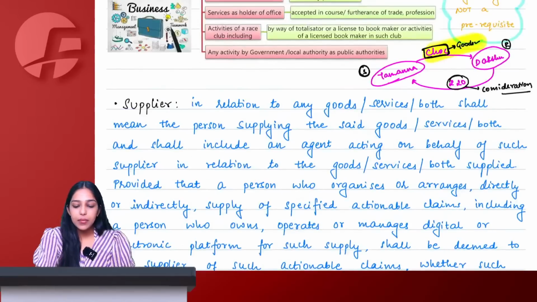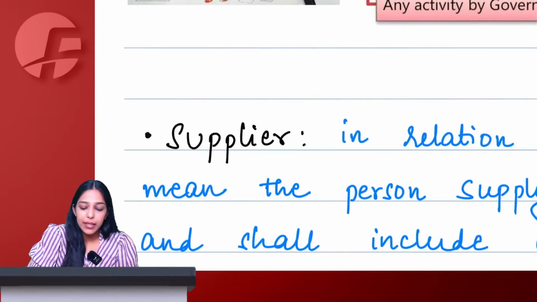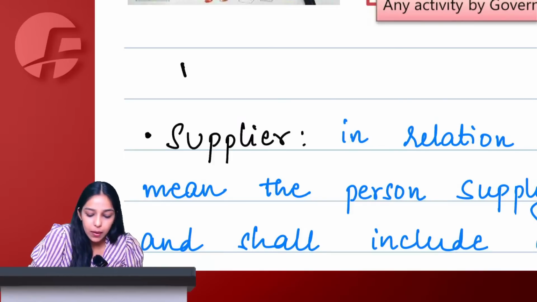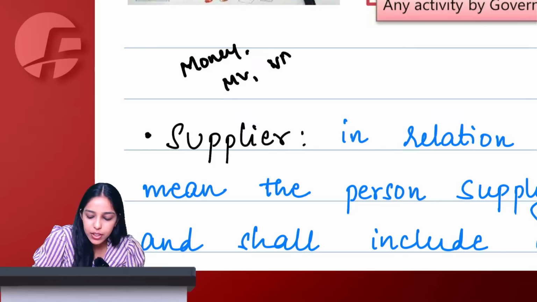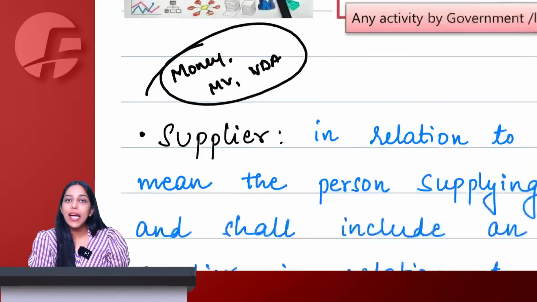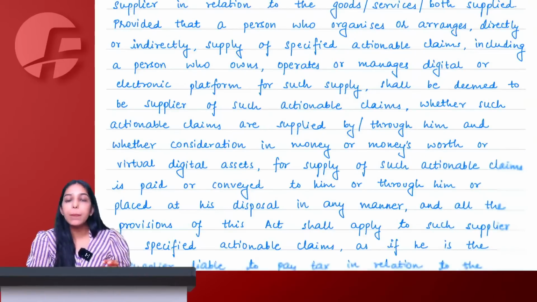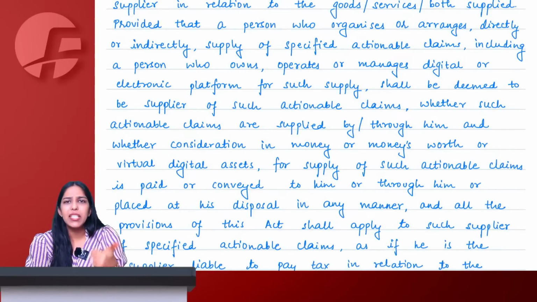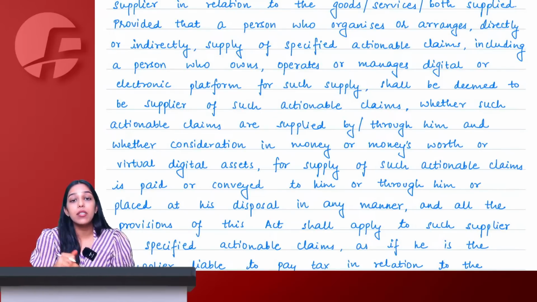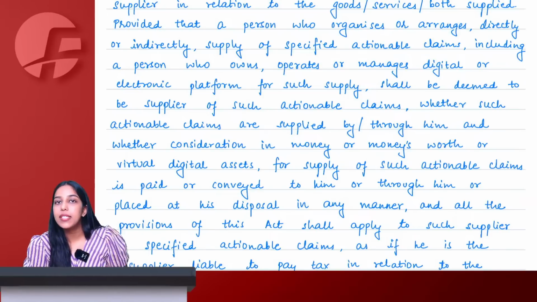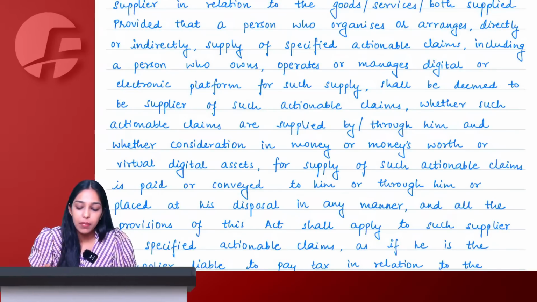Now in this case, the player will be paying money or money's worth or virtual digital asset to participate in that actionable claim. So whoever is the person who is charging this monetary value or the virtual digital asset, that person who is arranging all the actionable claims and collecting this money from the people, that person only becomes the supplier of those actionable claims.